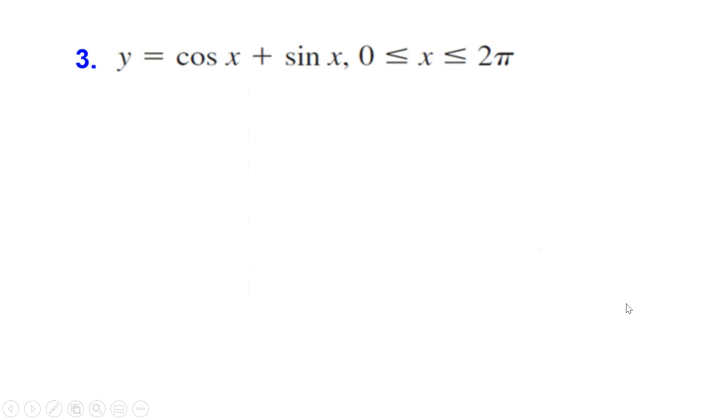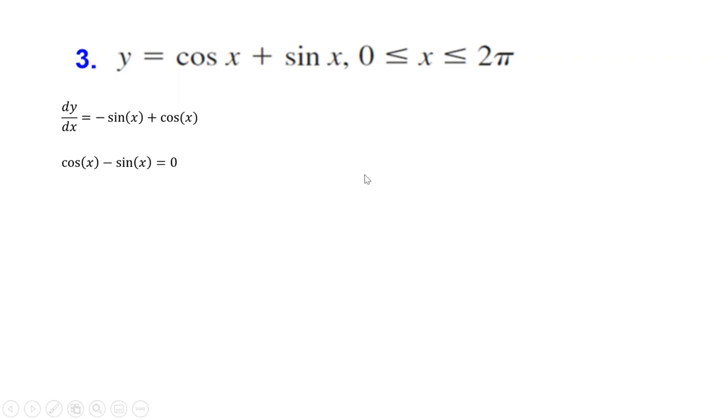Cosine x plus sine x. And we're going to go from 0 to 2 pi. What's the highest value within that domain? So let's go ahead. Find the derivative. Minus sine x plus cos x. Okay, so that means that cos x minus sine x is equal to 0.